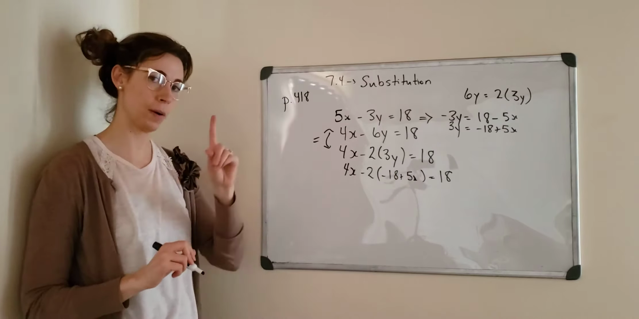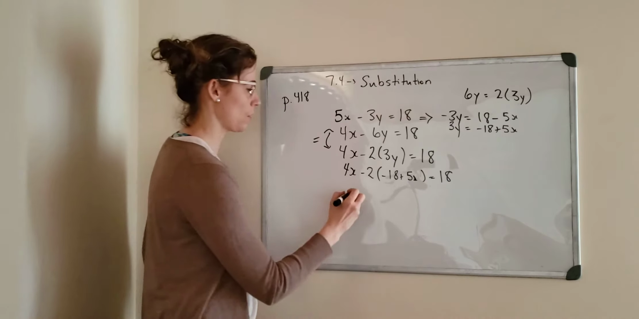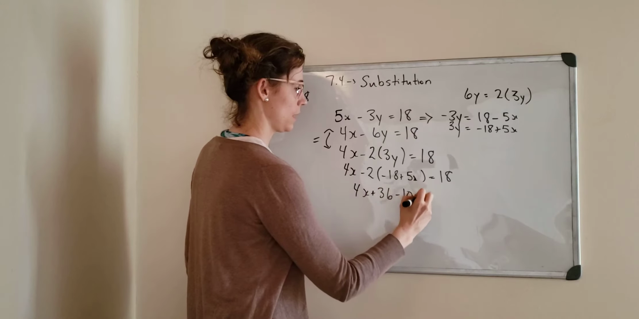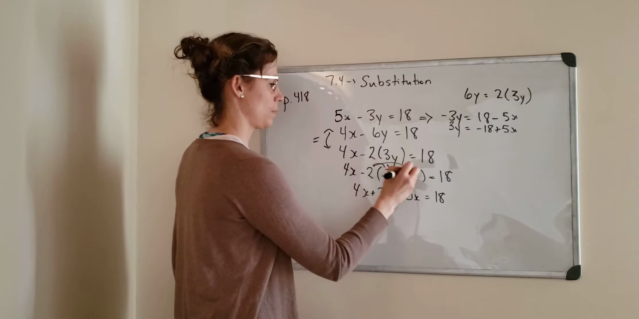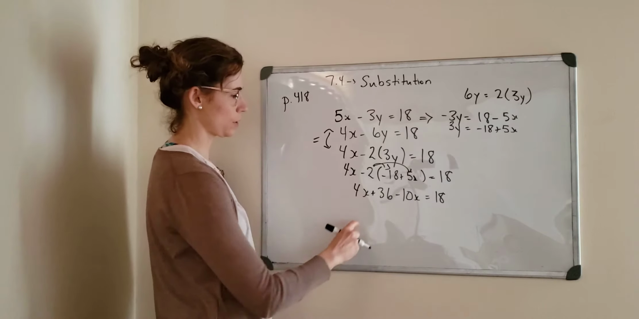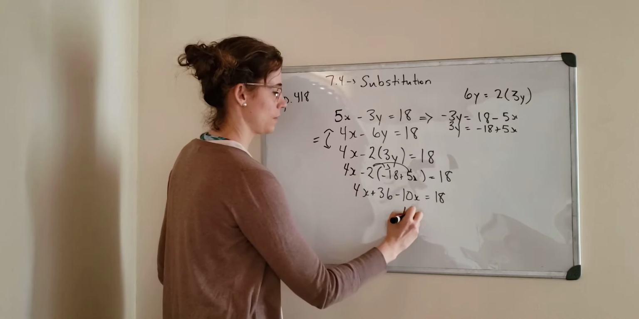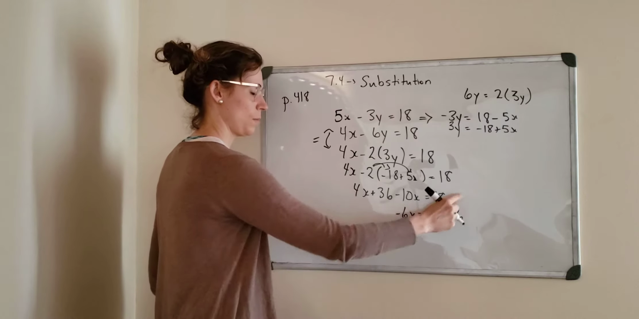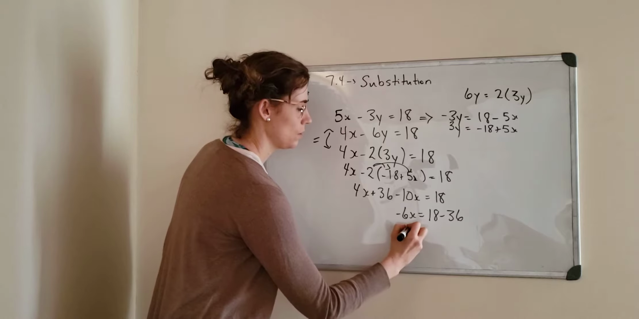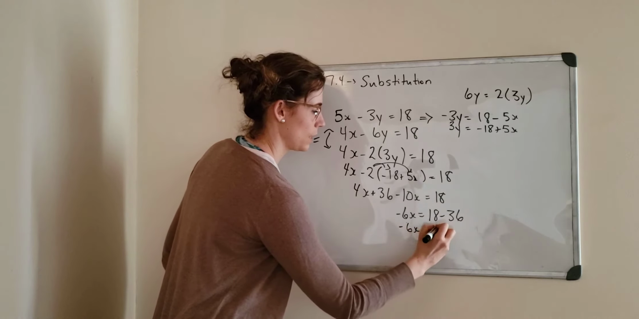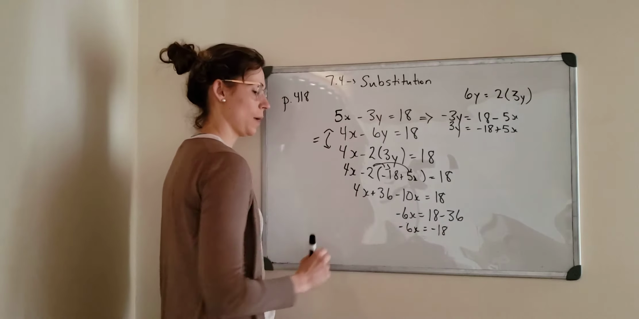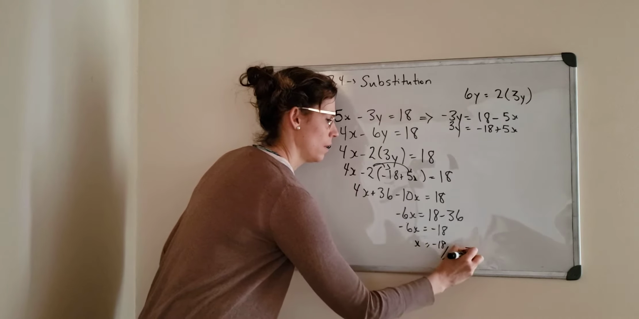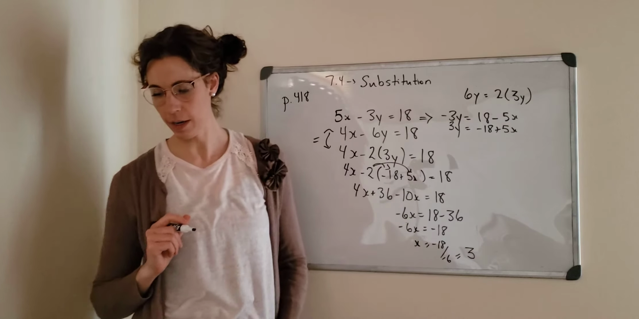Now we're down to one variable, x, so we can solve this. 4x plus 36 minus 10x equals 18. I just used my distributive property there. Let's combine our like terms. This would be negative 6x equals 18 minus 36, right? 36 would be negative here. So negative 6x equals negative 18. Let's divide both sides by negative 6. I'd be left with x equals 3. Okay, we got our x is 3.